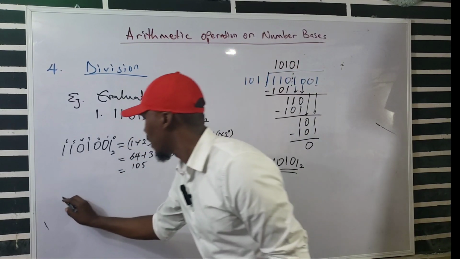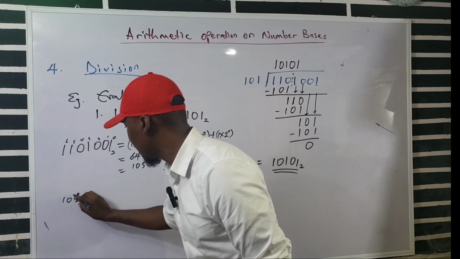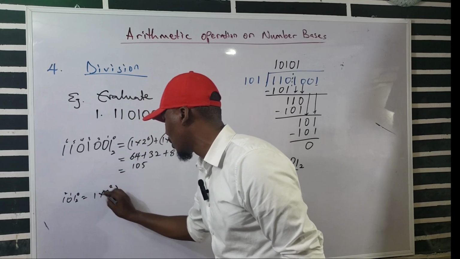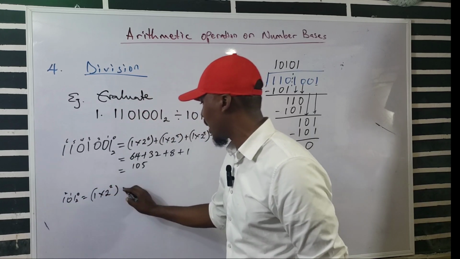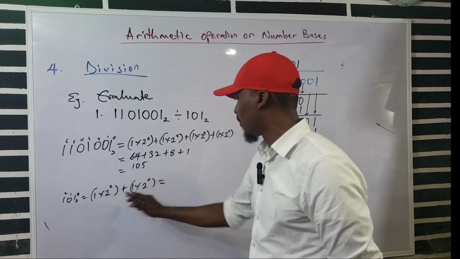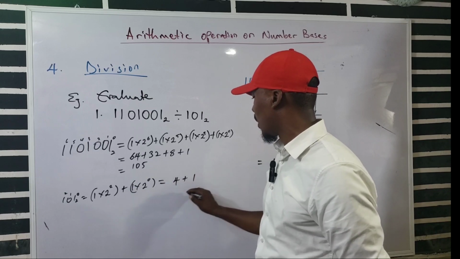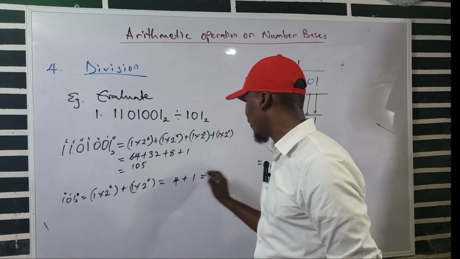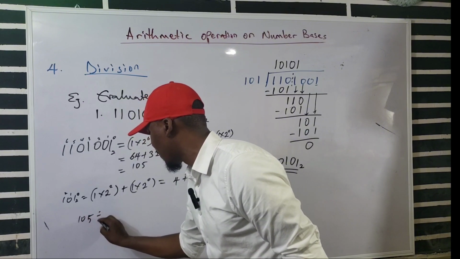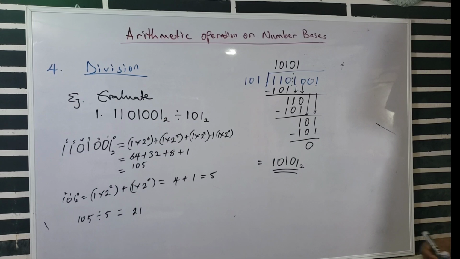Let's do this one, 101 base 2. We start with 0, 1, and 2. That will give us 1 times 2 raised power 2. This one is 0, I don't need to do that. Plus 1 times 2 raised power 0. So that will give us this one here 4 plus this one here 1. So that will give you 5. So I'll carry out my division. 105 divided by 5, that will give me 21.